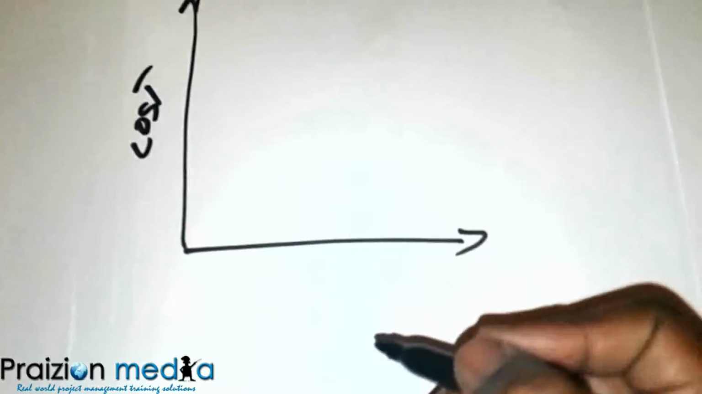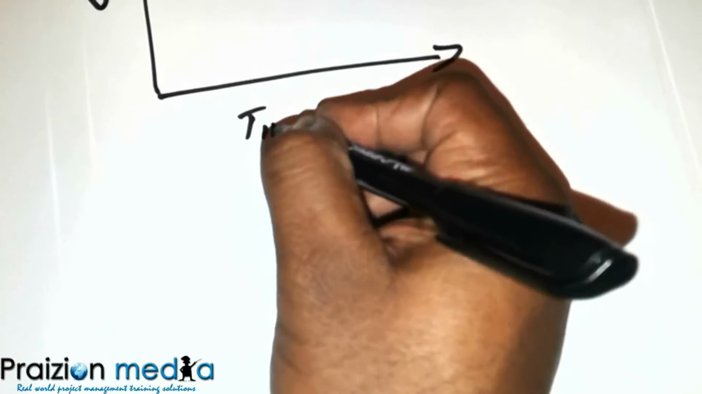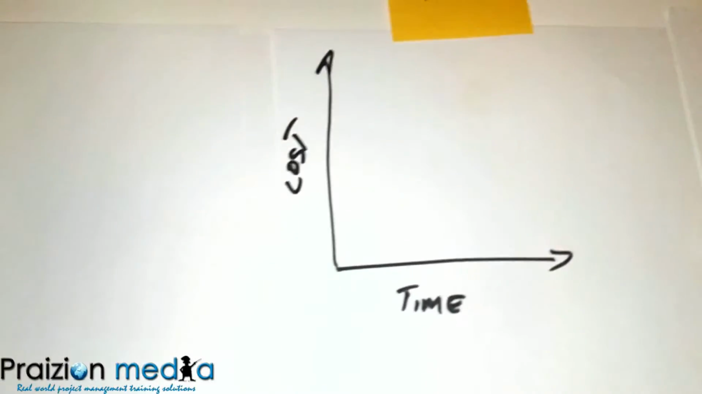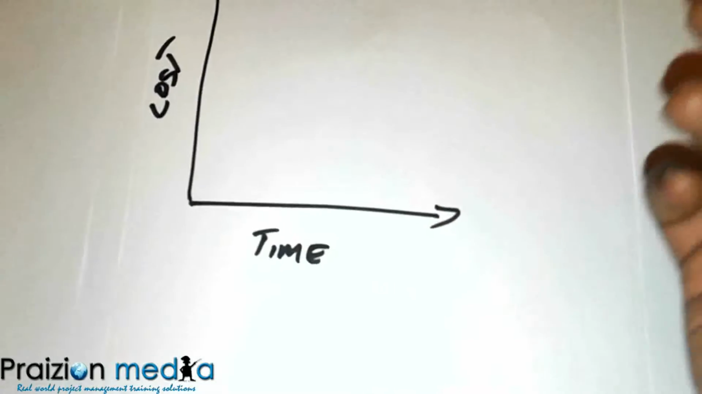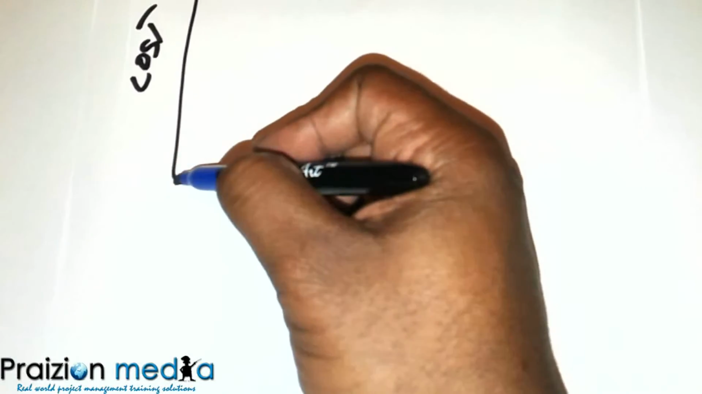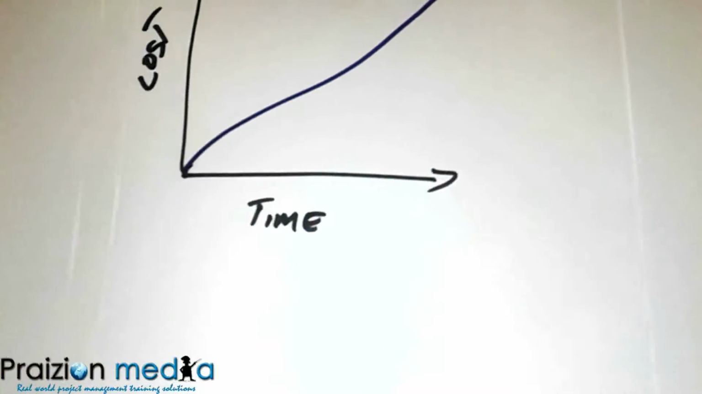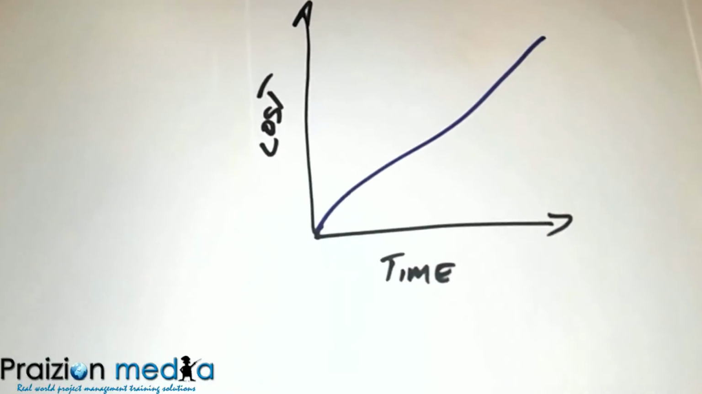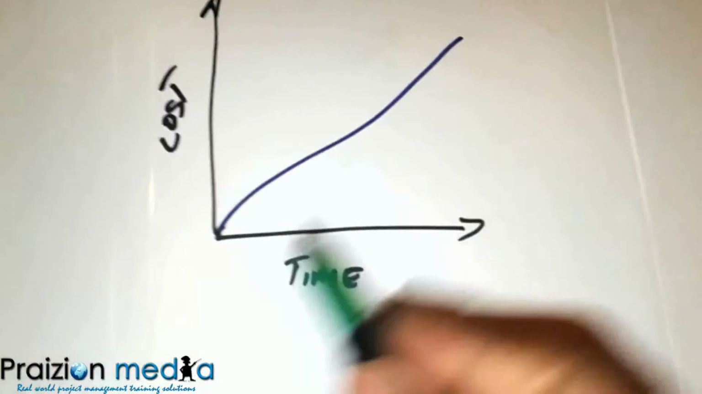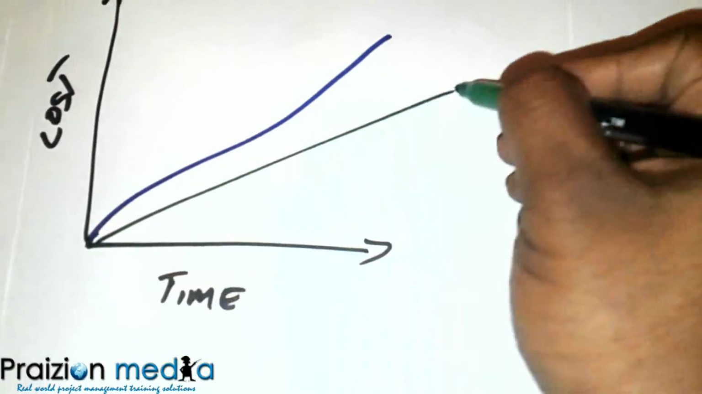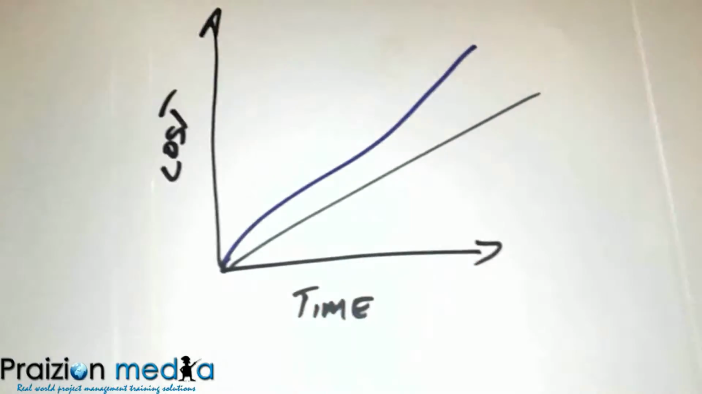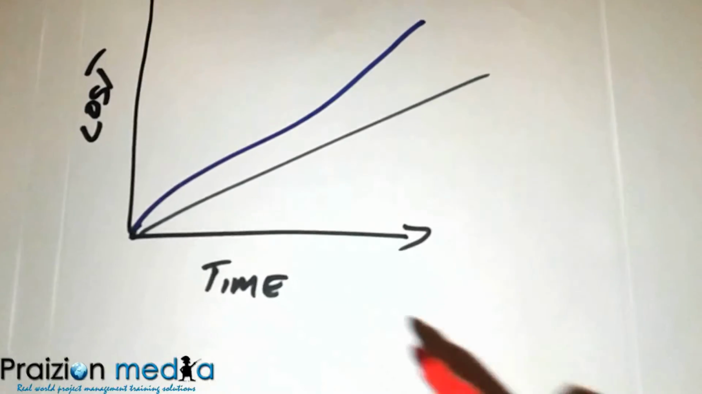We have cost on this axis, and we have, of course, time. And usually in these earned value graphs, they depict the lines with different colors. So I'm going to use blue for earned value, green for the actual cost, and red for the plan value.